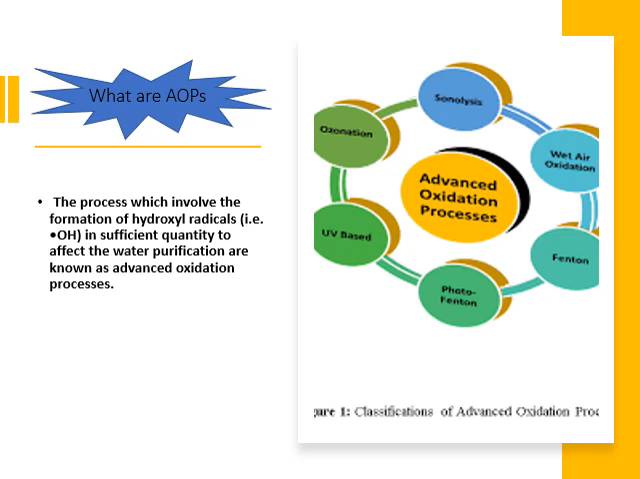So there could be many ways: by ozonation, by UV based processes, by Fenton type, photo-Fenton type processes, by wet air oxidation, or there could be many processes by which we can generate hydroxyl radicals. So such processes that involve the generation of hydroxyl radicals are known as advanced oxidation processes. Here are some examples like Fenton process, photo-Fenton processes, catalytic ozonation process, and sonolysis.